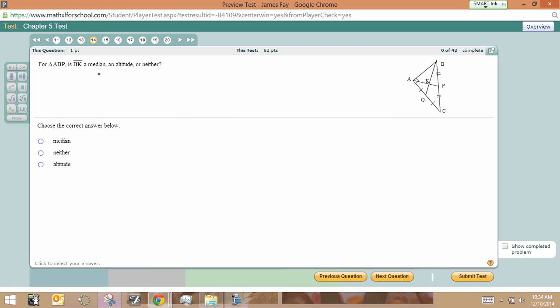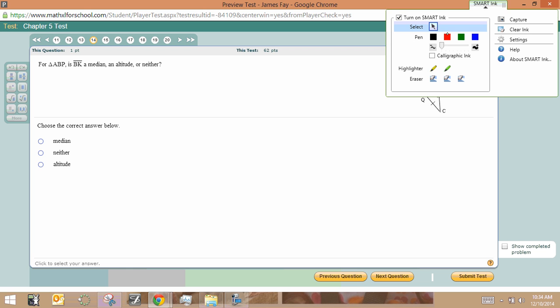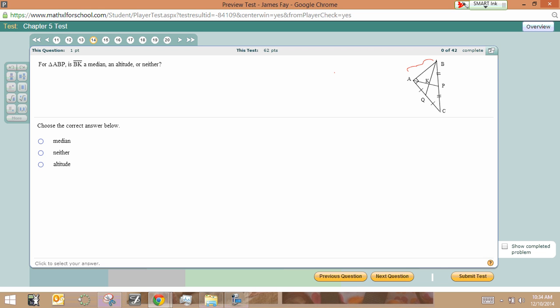Number 14, is BK a median or an altitude? BK is that distance right there. It is neither. Some of you had AB. AB here, for this particular problem, is an altitude. It goes from a vertex perpendicular to the other side. So AB would be an altitude. CA is also an altitude. It goes from a vertex perpendicular to the opposite side.